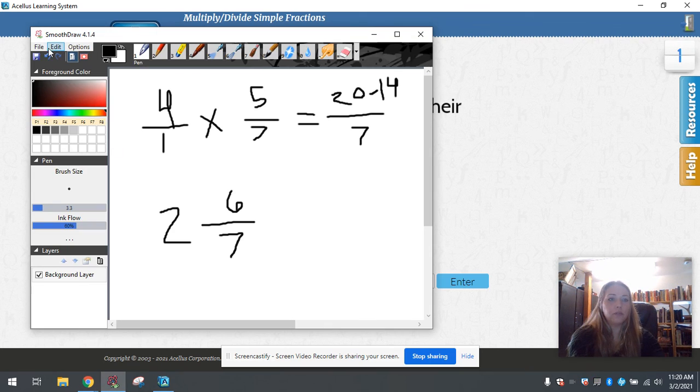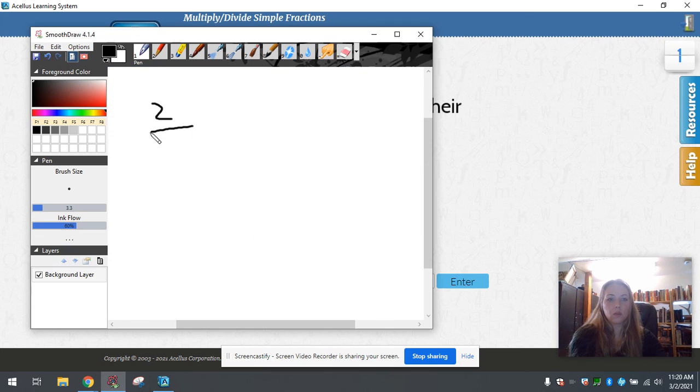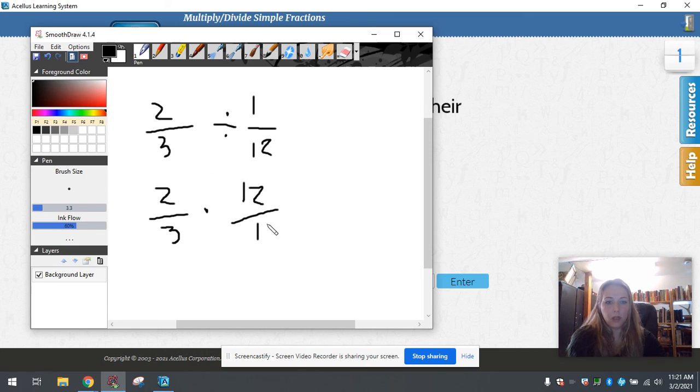2/3 divided by 1/12. I don't want to divide fractions, I want to multiply them. So I'm changing my division problem to a multiplication problem. Copy, dot, flip. Okay, now this is the problem we're looking at. We've got 2/3 times 12 over 1. 2 times 12 is 24. 3 times 1 is 3.